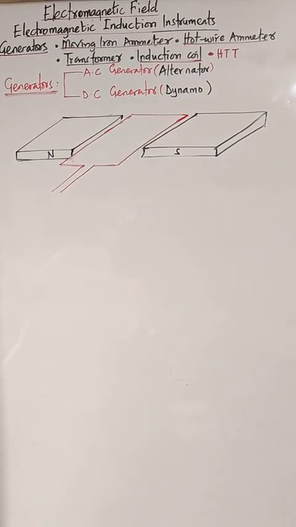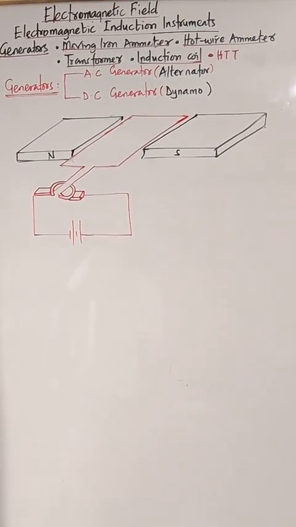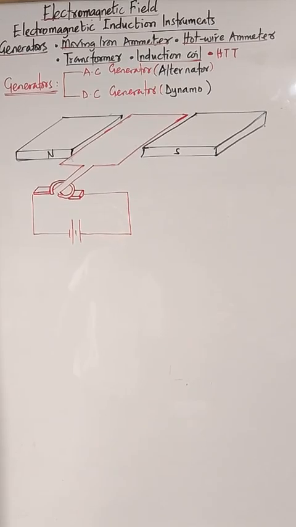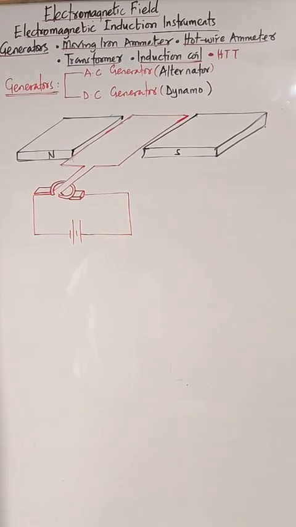Then we have the split rings. On each side of the split ring, we have the carbon brushing. Then we have source of PD. If you look at this very well, it is very familiar. Yes, we've done this. What I do here is actually a motor, an electric motor.